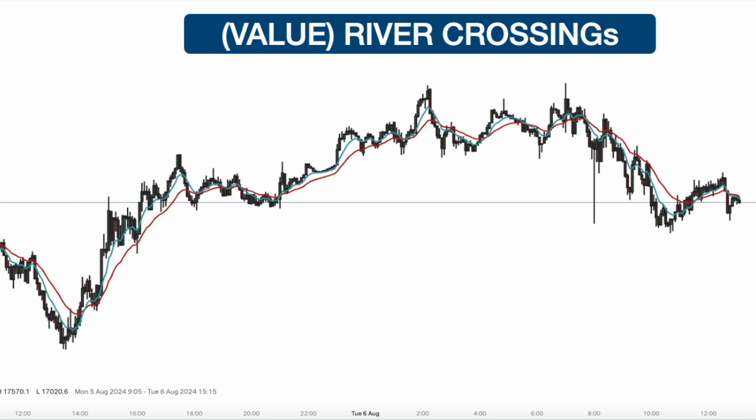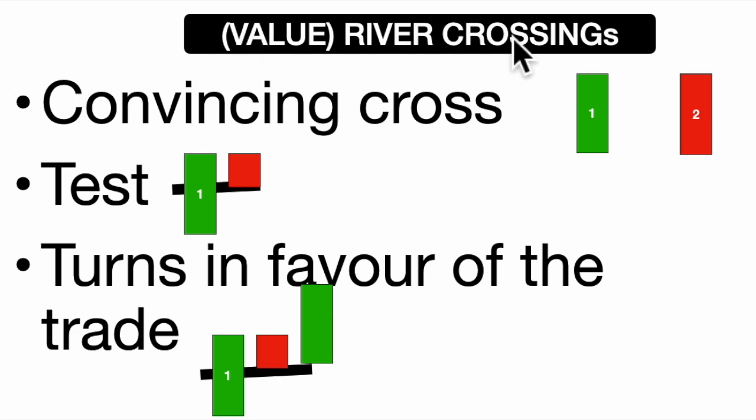So here we go. For river crossings, what we're looking for is a convincing cross. And what a convincing cross looks like is a full-bodied candle, either green or red. So green from the river being above price. The river may be through here somewhere. Price crosses over in one full-bodied bar. And red for short, and for price crossing over down below the river.